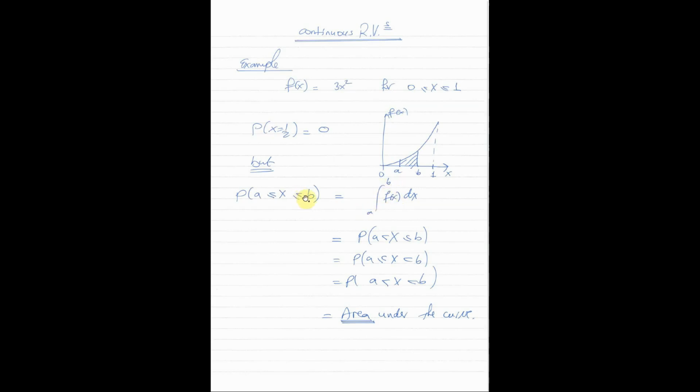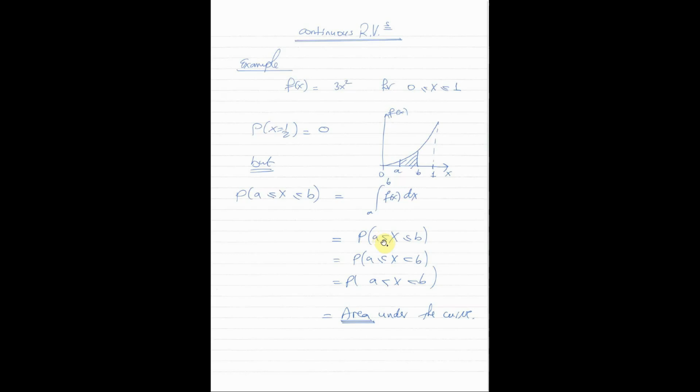So we calculate this probability that x lies between a and b using the limited integral of the function f of x from a to b. More specifically, this limited integral would give you the probability that x is greater than or equal to a and less than or equal to b. If we drop the equal sign, it's still the same thing.